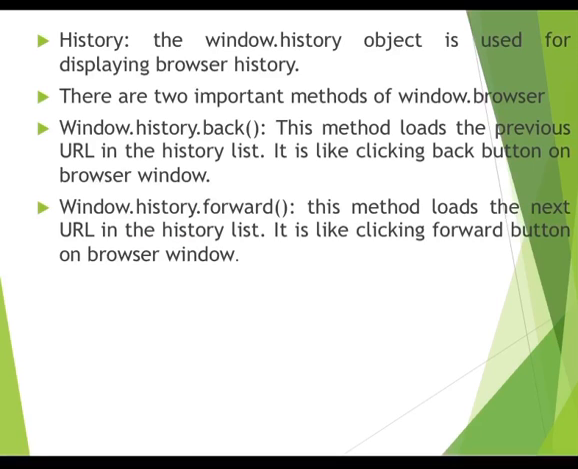So the window.history.back method loads the previous URL in the history list. It is like clicking the back button on your browser window. So basically the back button provides the previous page URL of a history, okay. And window.history.forward is like pressing the forward button on your browser window. This method loads the next URL in the history list, okay. So back and forward, okay. Let's see the code, how it is used.